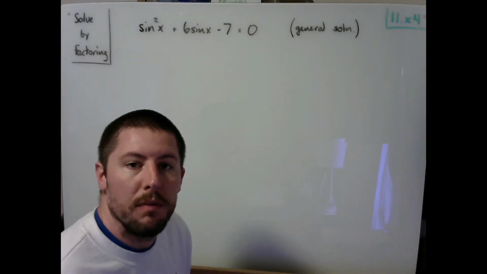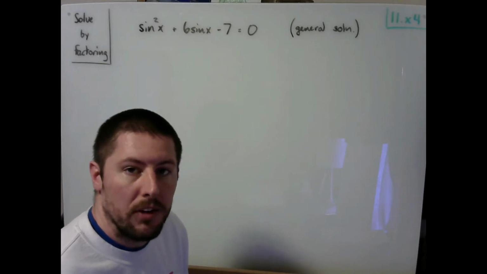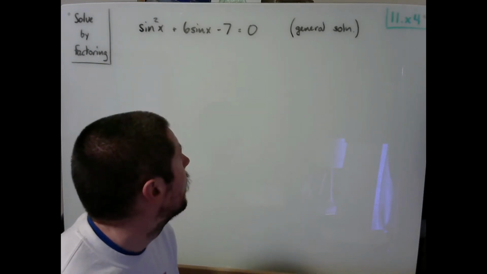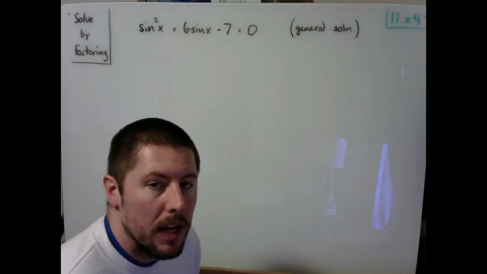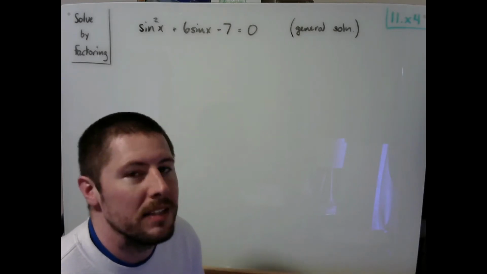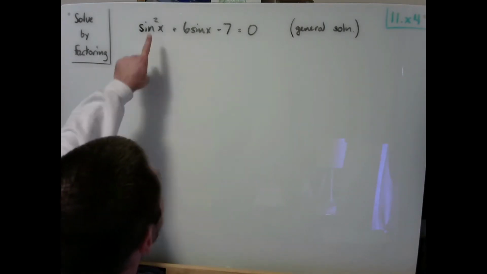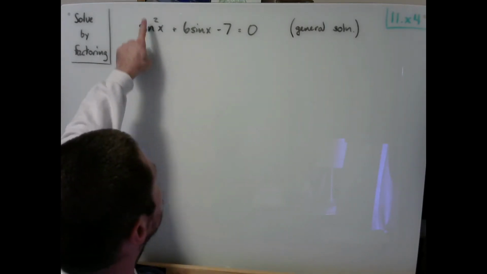Let's take a look at example 4 from section 11. In this example, we're now going to do some trigonometric factoring, just like the algebraic factoring we did in the previous example. In this example, I can tell that this equation is, we verbalize this as being quadratic in sine, and that is because our first term involving x is squared.